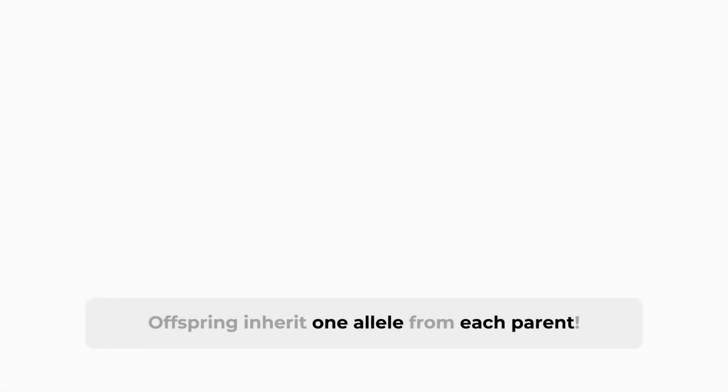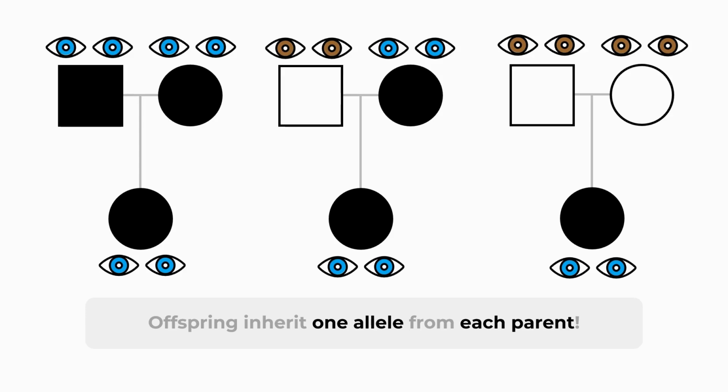So what's important here is that offspring inherit 1 allele from each parent. If you know the phenotype and genotype of the offspring, you can work backwards to determine that of the parents. If the offspring of a parental pair display the recessive phenotype, in this case blue eyes, it means that the parents each have to carry at least 1 recessive allele in their genotype for it to be passed on. Here are 3 scenarios of different parents having blue-eyed offspring.